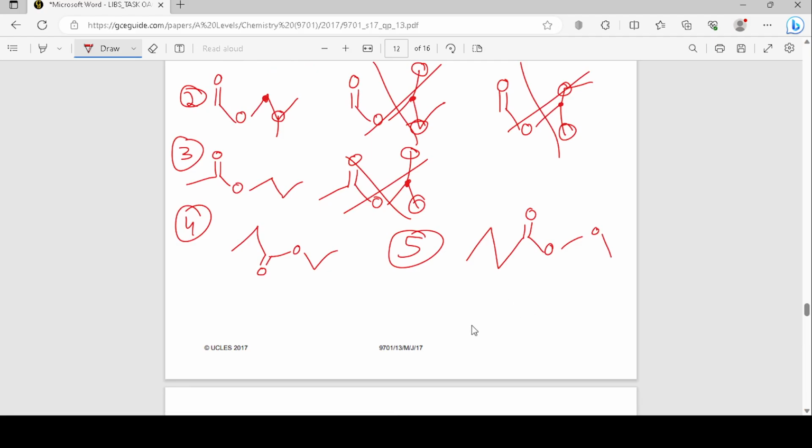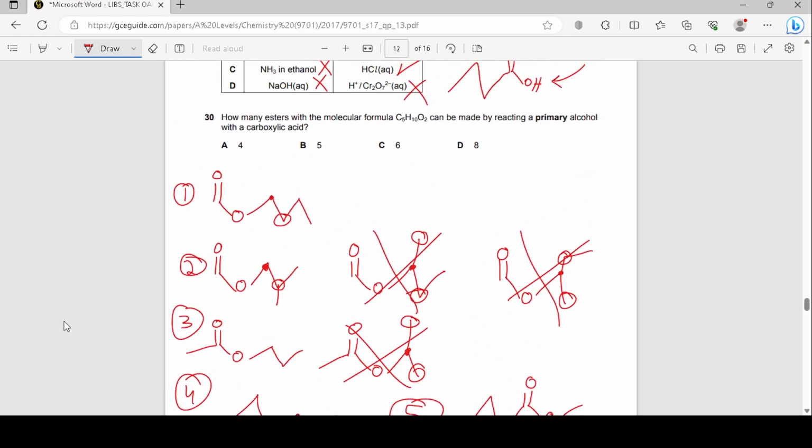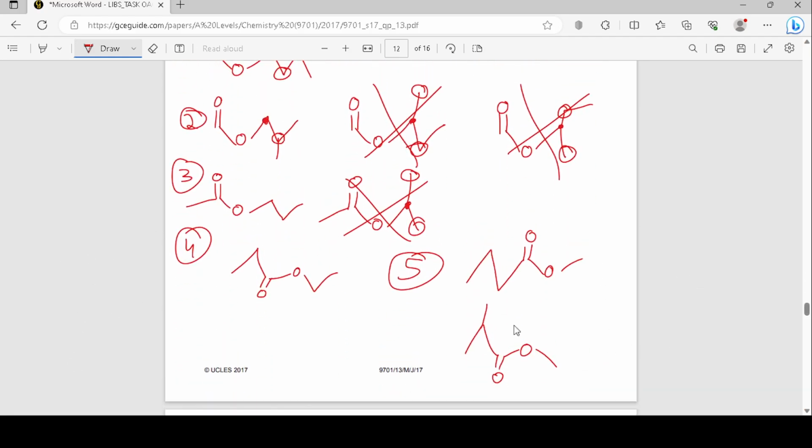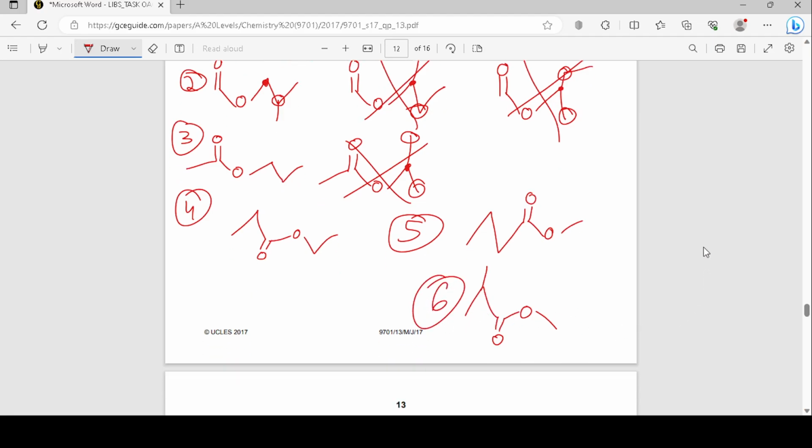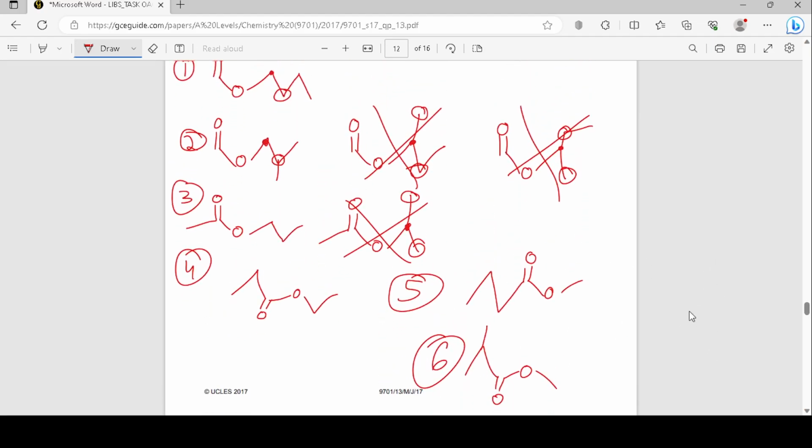Then let me consider if there's a branch of the butanoic acid. Why did I draw it like that? Sorry. One, two, three, four. Anyways, if I had a branch here in butanoic acid, then obviously the methanol group. So this is also possible. And I don't have any restriction on the alcohol, so this is also a possible isomer. Okay, so this is possible, and I think that is it.